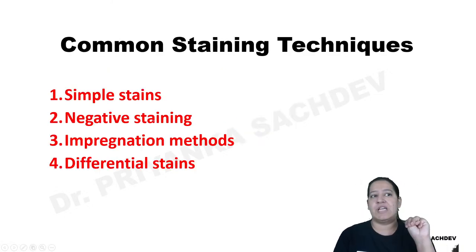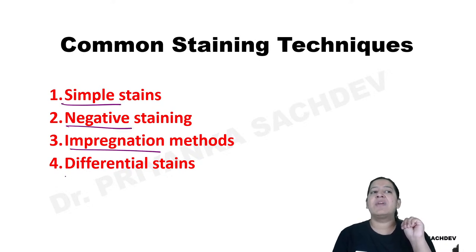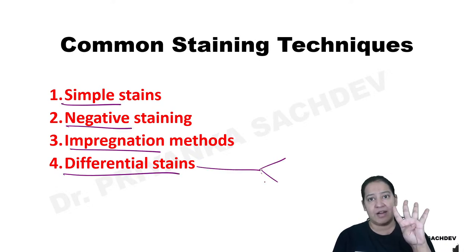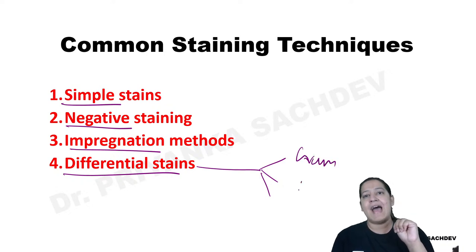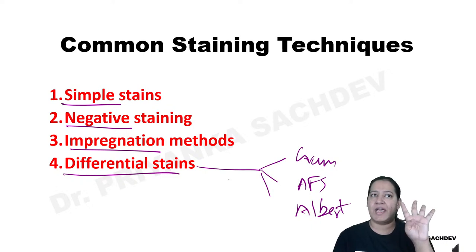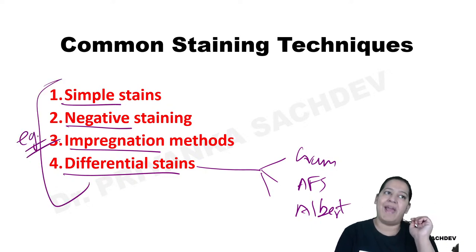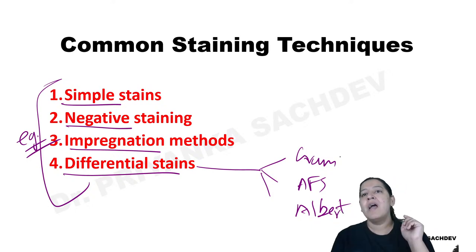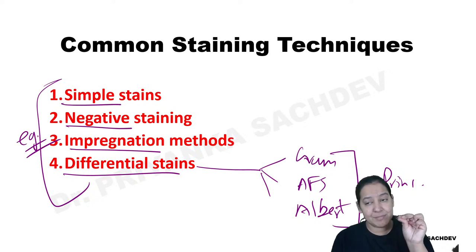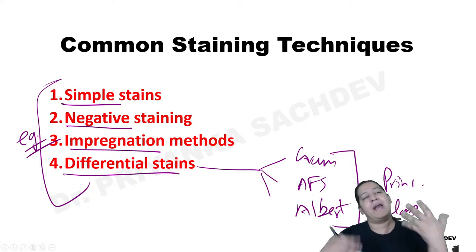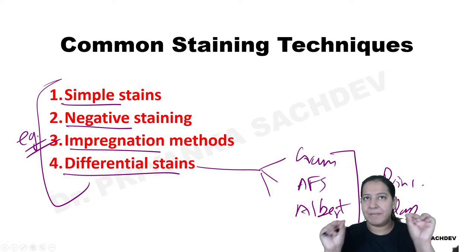There are three types of stains. Sorry, four types of stain: simple stain, negative stain, impregnation stain, and differential. Differential again has three types: Gram, acid fast, and Albert. So learn the examples. There are PYQs on the examples of all of them. You should know the principle of each as well as the classification based on them, and the examples. So learn the examples of all of them.